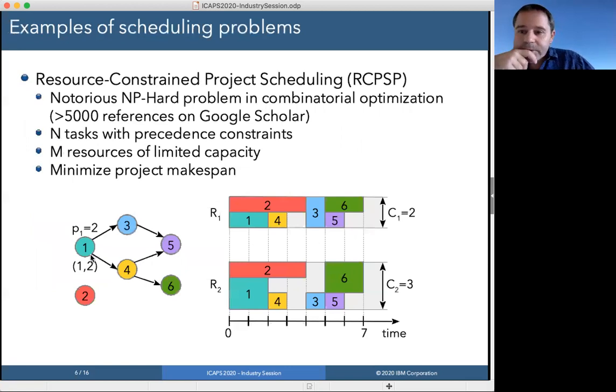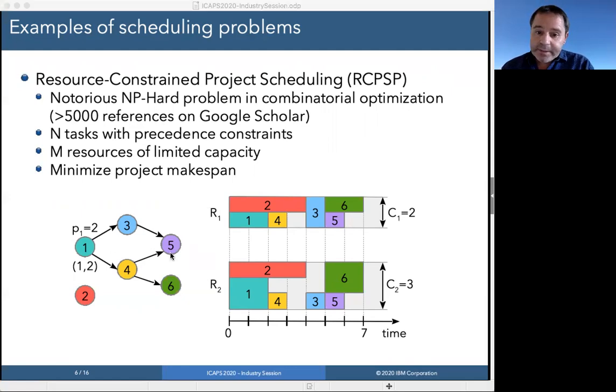So let's see how a very classical academic scheduling problem can be formulated in CP Optimizer. I will take the example of the resource-constrained project scheduling problem that you probably already know. The problem consists in scheduling a set of tasks with precedence constraints between the tasks and resource requirements. Each task requires some quantity of cumulative resources that have a limited capacity, and the problem is to minimize the makespan of the schedule.